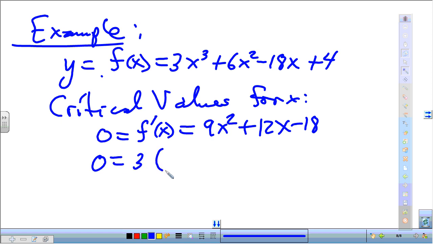Let's see, we can factor out a common 3: 3x squared plus 4x minus 6.